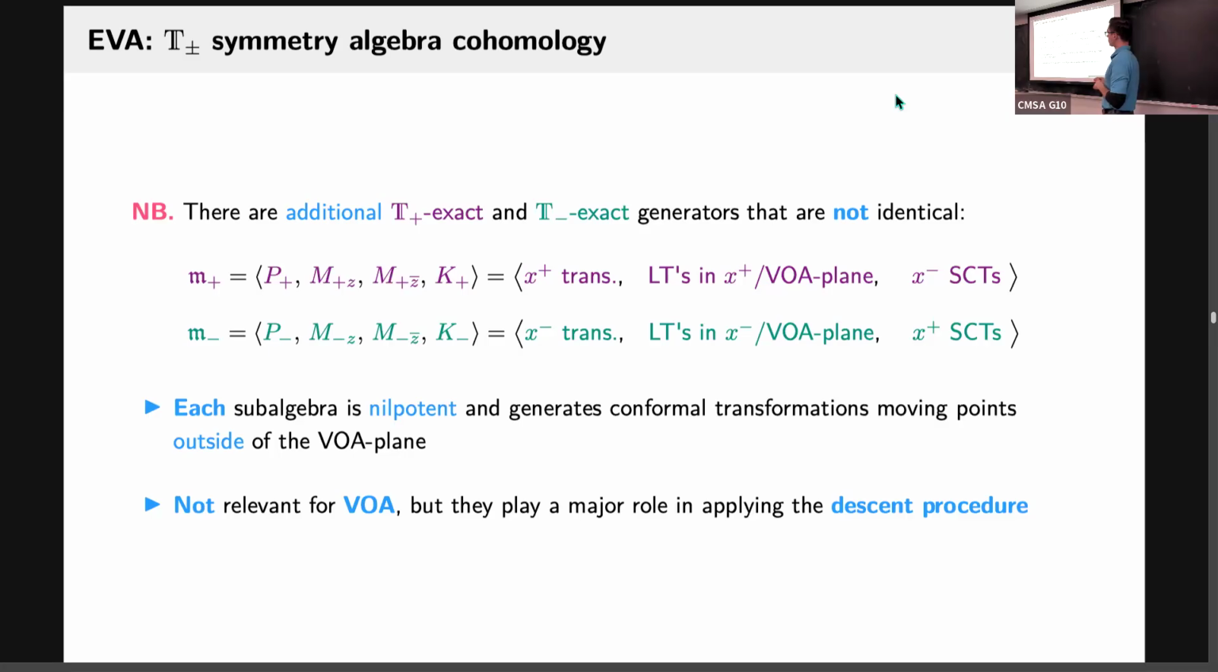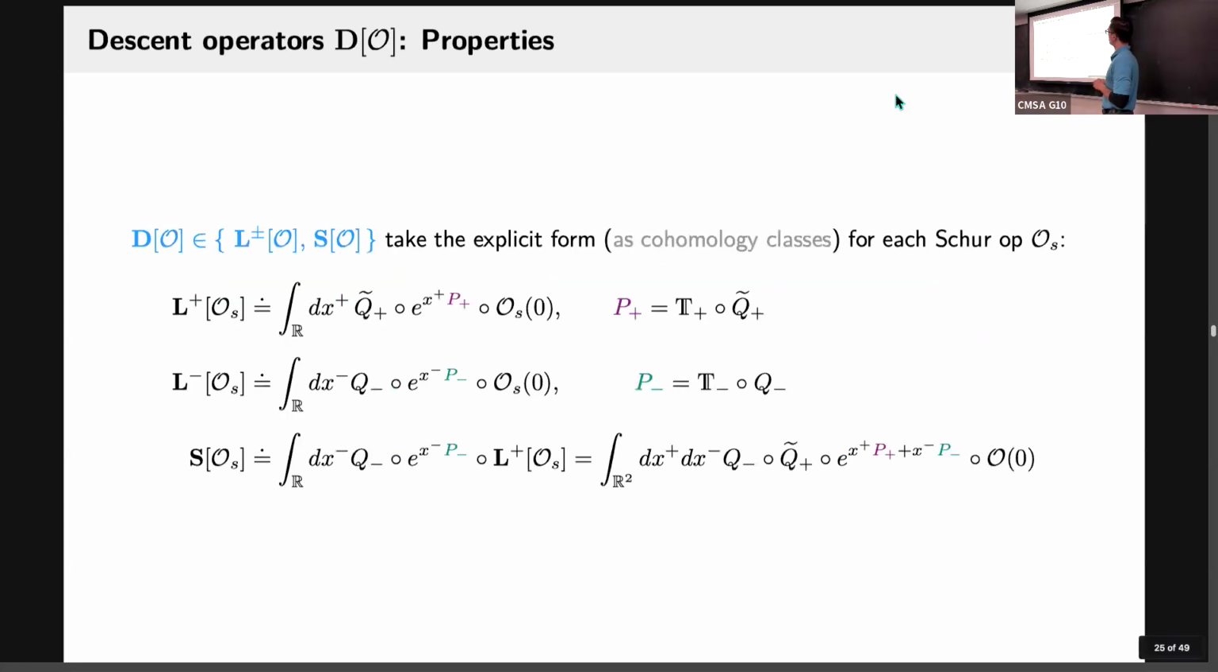And whenever we're exclusively focused on the VOA, we don't have to worry about this fact, because we're only interested in the cohomology of the 4D conformal or superconformal algebra. So these guys never play a role in the symmetry algebra of the VOA. However, when we apply the descent procedure, they will serve as part of the main ingredients to performing this, and so they're very relevant there. And this is what we're going to get into next.